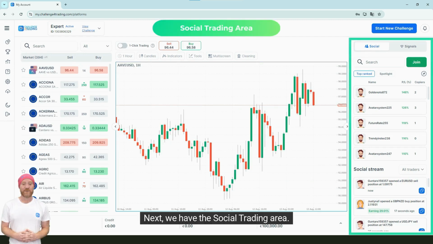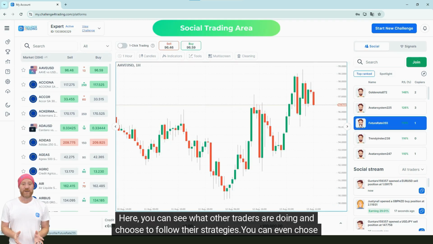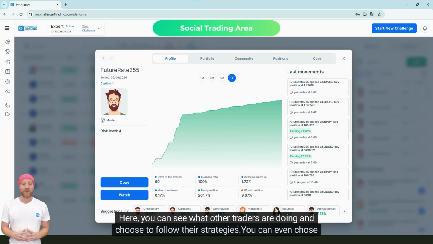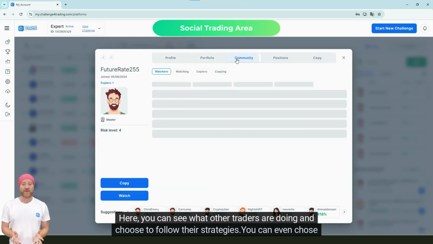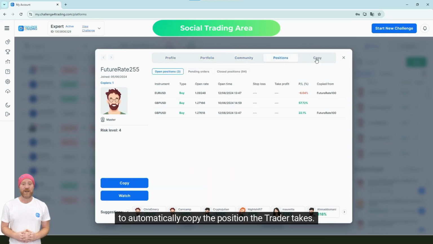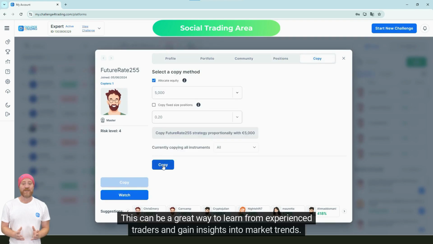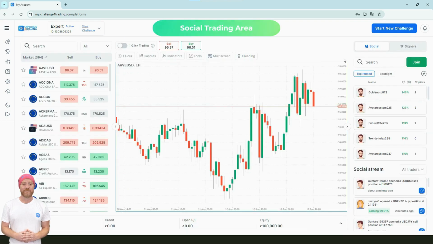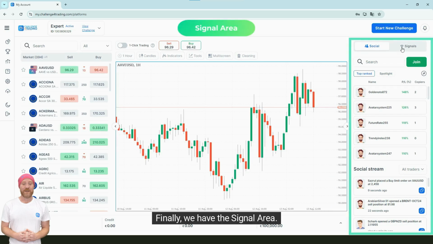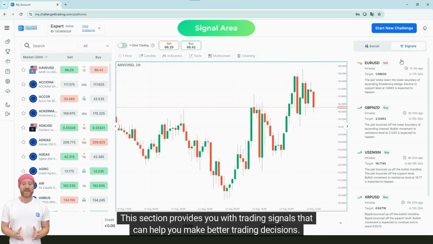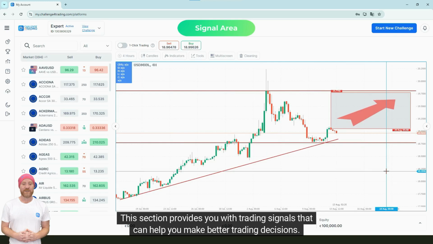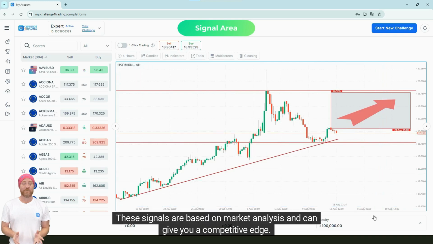Next, we have the social trading area. Here, you can see what other traders are doing and choose to follow their strategies. You can even choose to automatically copy the position the trader takes. This can be a great way to learn from experienced traders and gain insights into market trends. Finally, we have the signal area. This section provides you with trading signals that can help you make better trading decisions. These signals are based on market analysis and can give you a competitive edge.